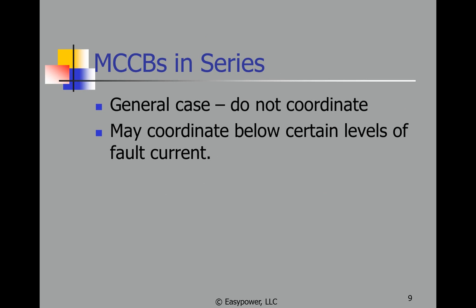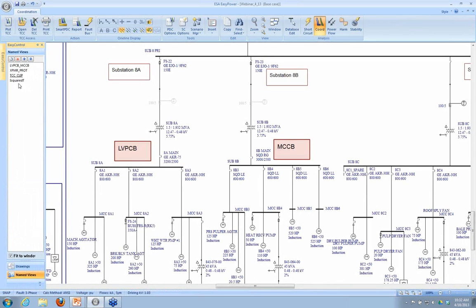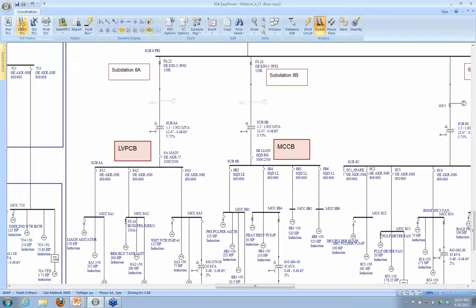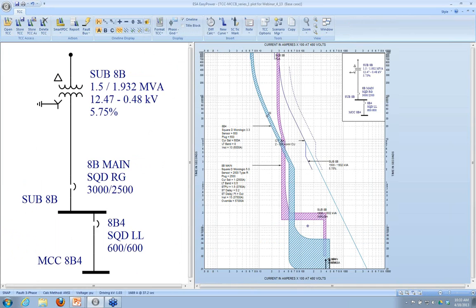So I'm going to go back to EasyPower as I figure out how to do it. And I think I have a time current curve here. Talk about this a little bit. It's a general case of this looks pretty messy, but we have a lot of overlap here depending on the setting between these two breakers. So the main and the feeder do not coordinate well because I can't get rid of these instantaneous trips.